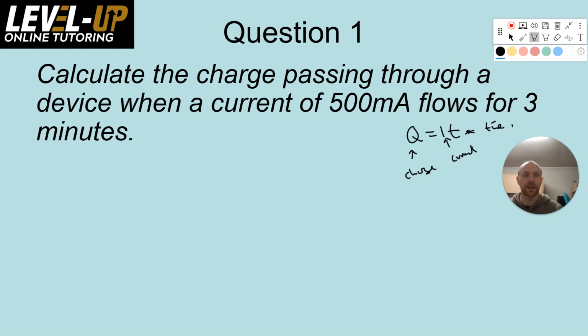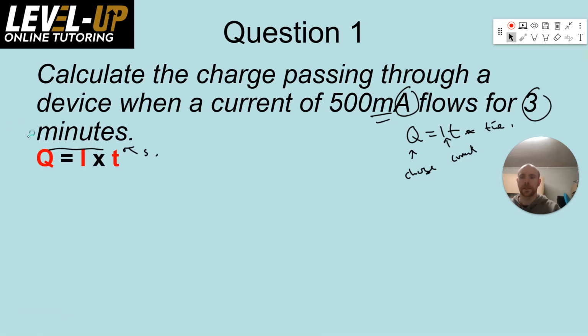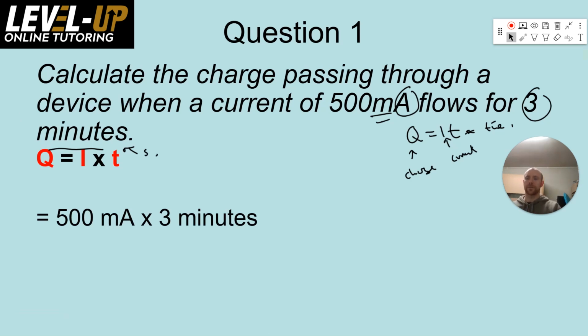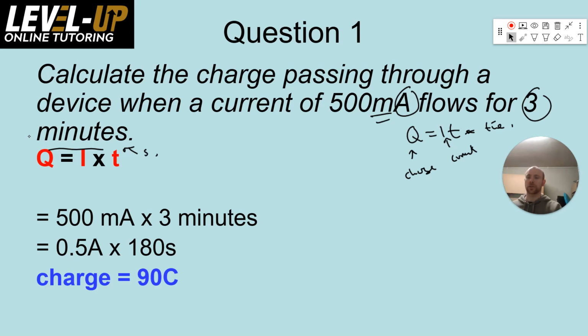You can have a go at that, pause the video if you like, but I'm going to go straight onto the answer. The thing to remember is that your current here is in milliamps, so that needs to be converted into amps, and your time here in 3 minutes needs to be converted into seconds. So there's your formula. That's the information you've got converted into your amps and your seconds, and your charge should be 90 coulombs.